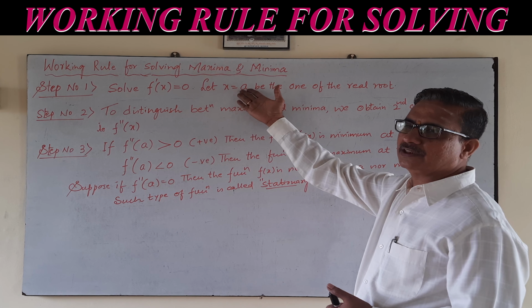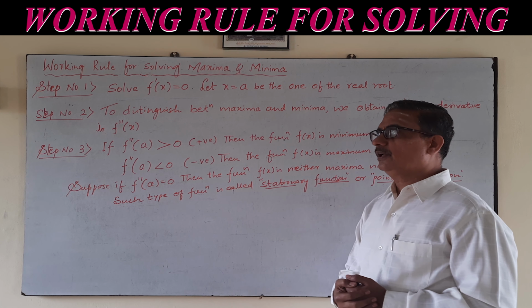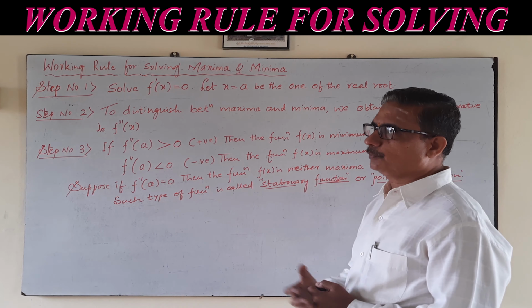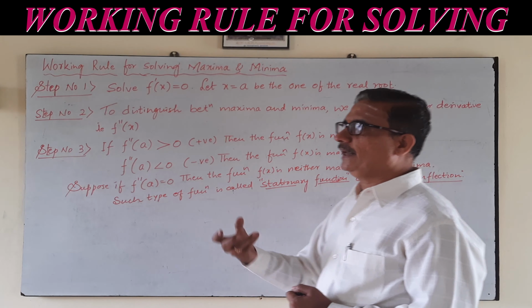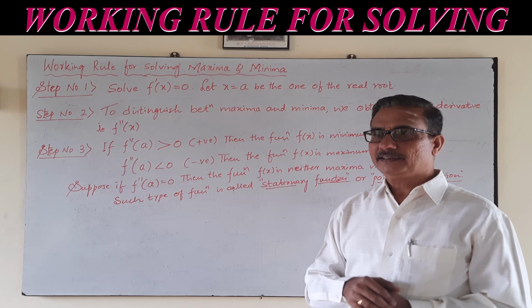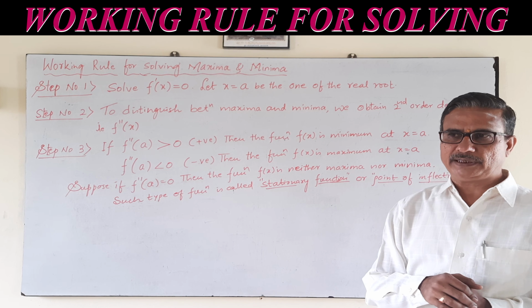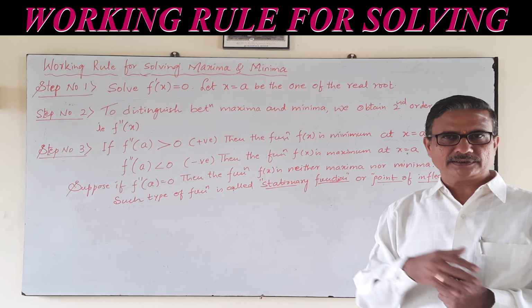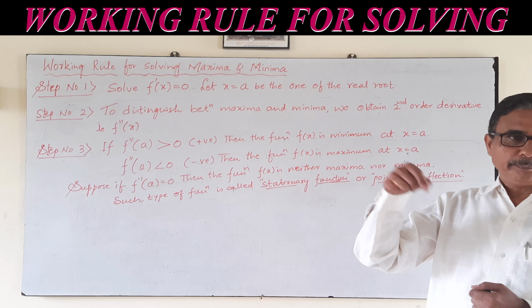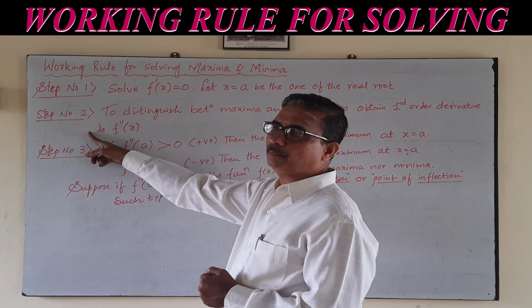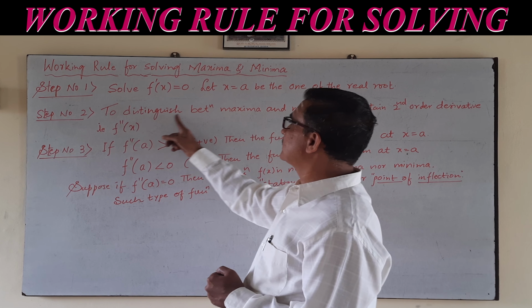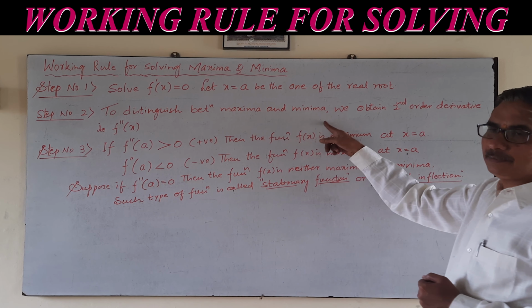This is step 1. Step number 2: we found the roots in the first step, right? So when two roots come, suppose a and b are the 2 roots. When two roots come, at which root is there maxima and at which root is there minima: at the root x equal to a, or at the root x equal to b, is it maxima or minima? To identify this, what can you do? Go for step number 2. What is step 2? To distinguish between maxima and minima.